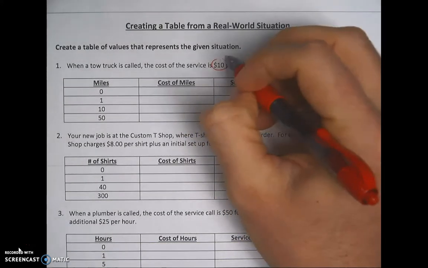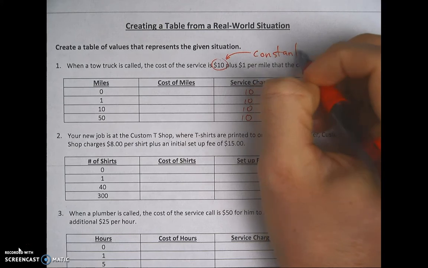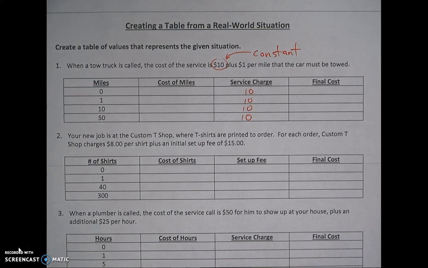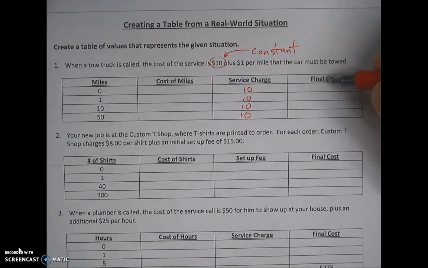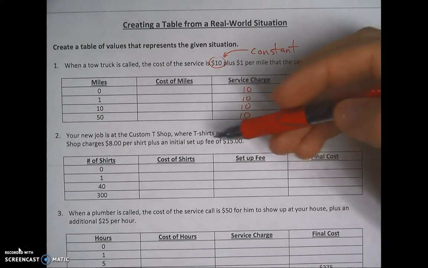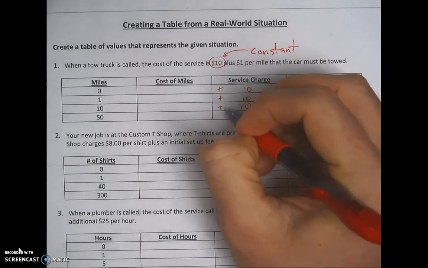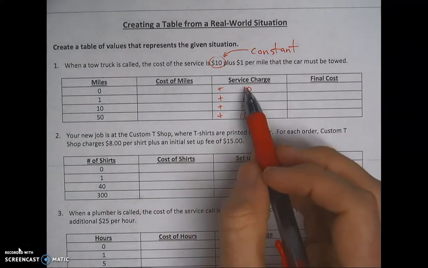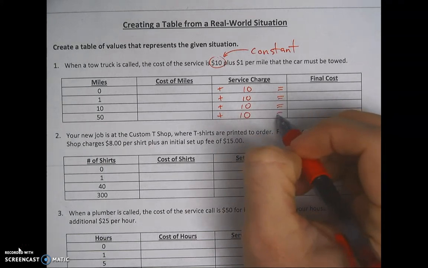And what we're going to call that is the constant. And when we eventually build an equation with this, that's actually what that piece is called, the constant. And you can understand why it's called a constant. It's because it never changes. It's always $10 no matter what. And so when we're calculating a final cost, we're going to be charged for the miles, but then we always have to tack on or add that service charge. So I'm going to go ahead and put a plus here because I'm going to take this column plus this column, and it's going to equal my final cost.